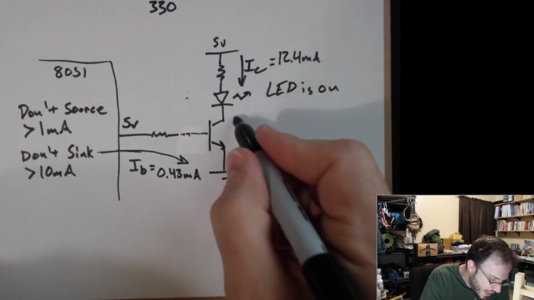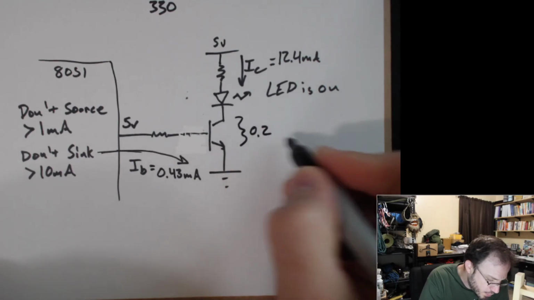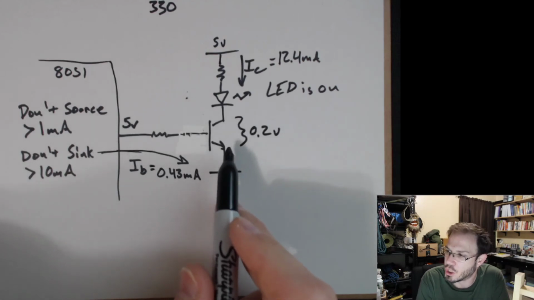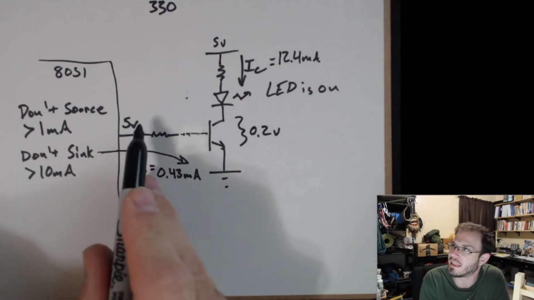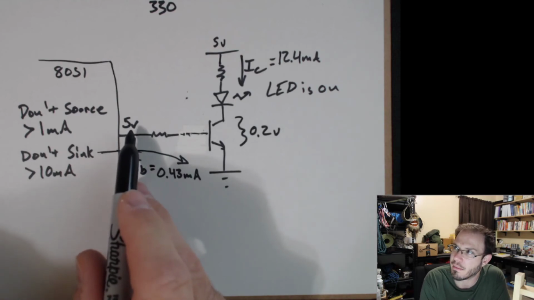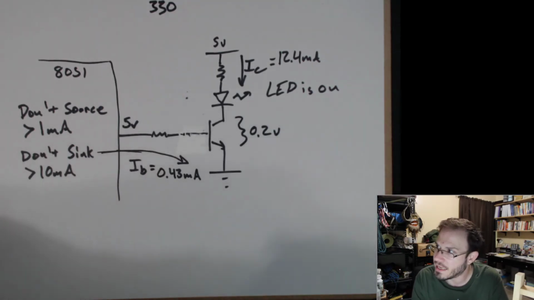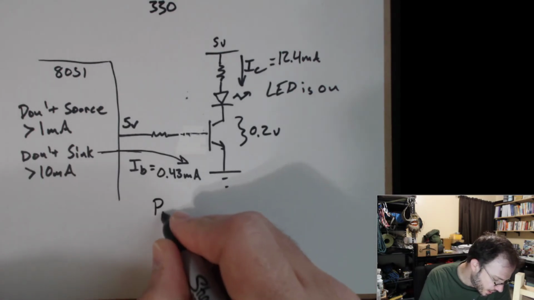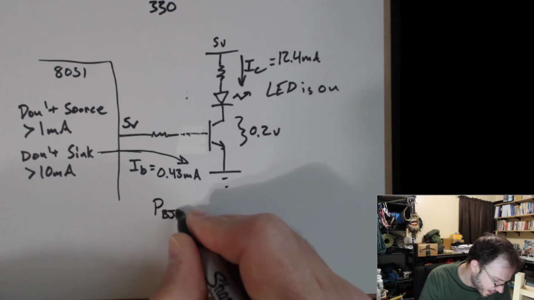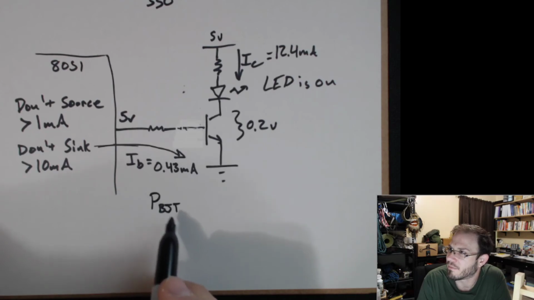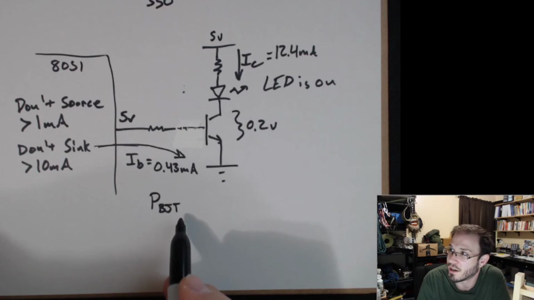So over here, we have a 0.2 volt drop across the transistor when it is in saturation mode. So we're looking at this in the case of when we have 5 volts applied to the input. Now for calculating the power dissipated by the BJT transistor, I'll just call it PBJT. The power dissipated by the bipolar junction transistor, or it's peanut butter jelly time.